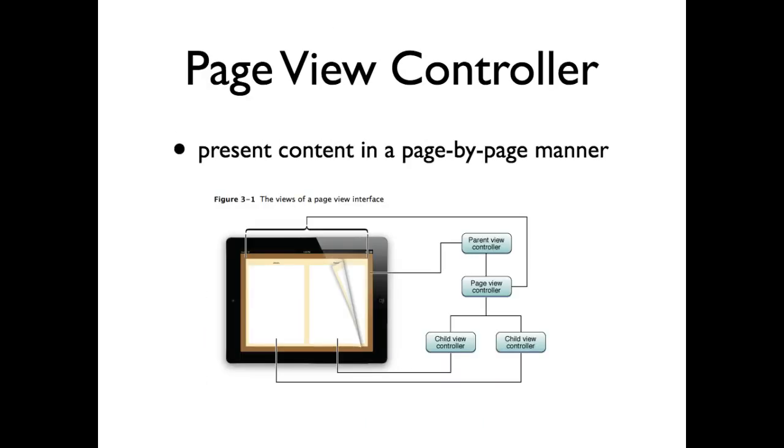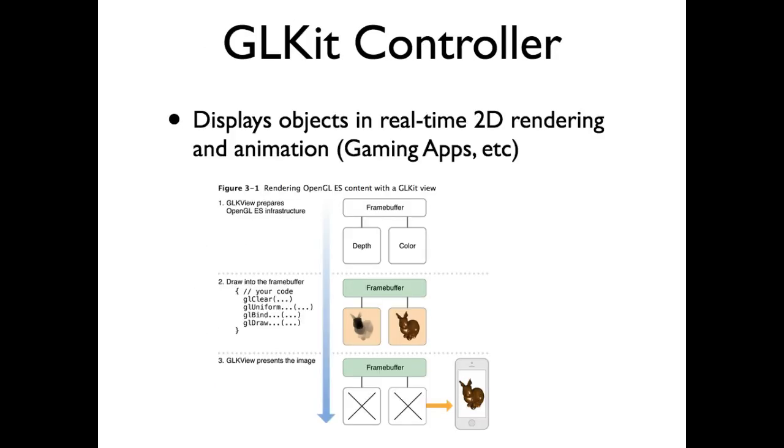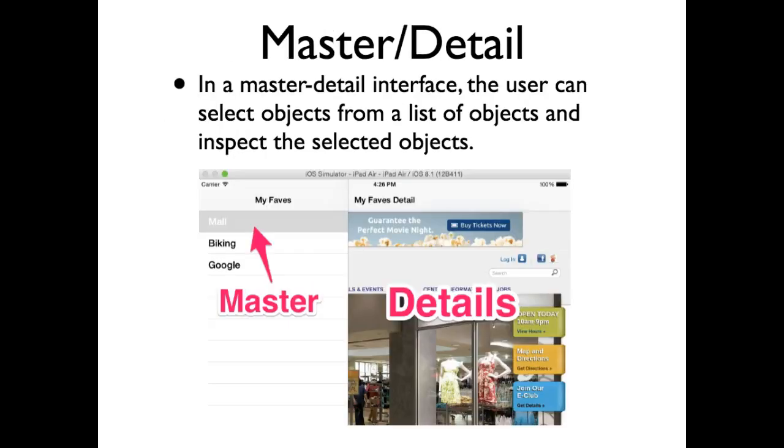Page view, a lot like a magazine, the page view controller, and it's used for books, magazines, reference guides, stuff like that. And then the GL kit, or the gaming kit now that's in Swift and Xcode, allows you to do not only 2D but even 3D rendering.